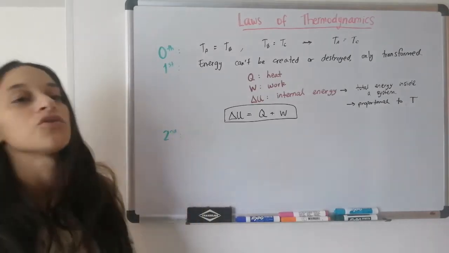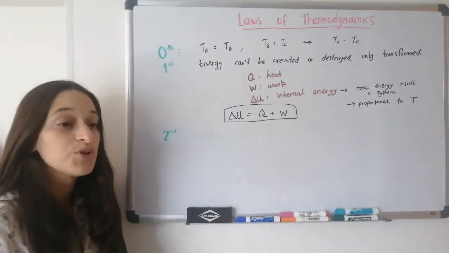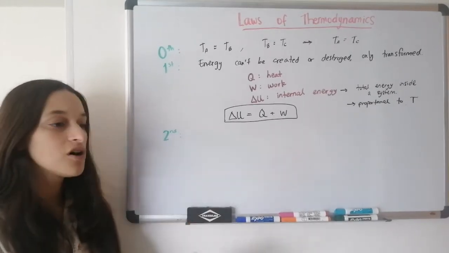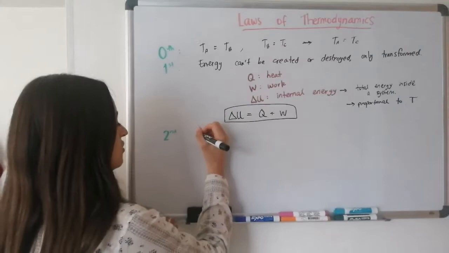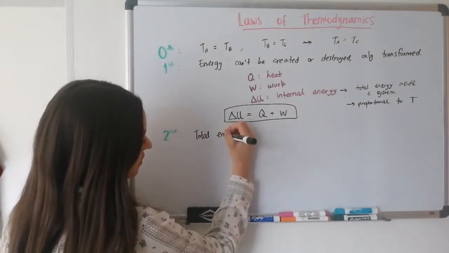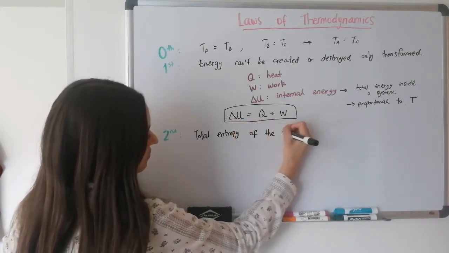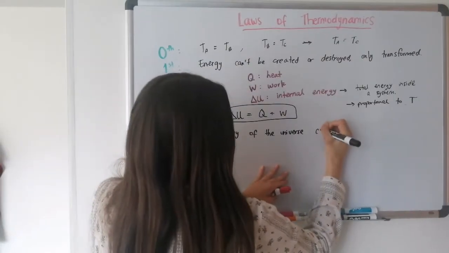The second law of thermodynamics includes a new concept for you probably that is called entropy. Maybe you've heard about it before. And the law states that the entropy of the universe is always increasing. So the total entropy, and it's written like this, entropy of the universe can only increase.